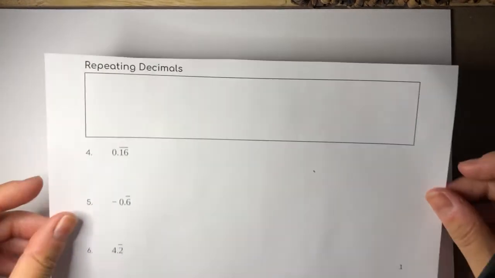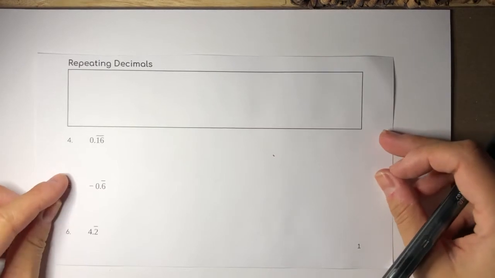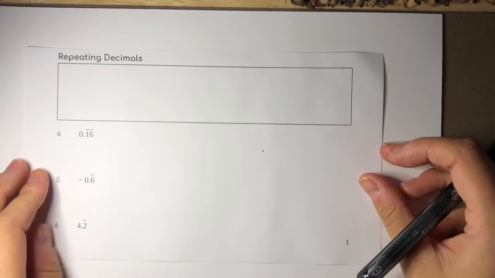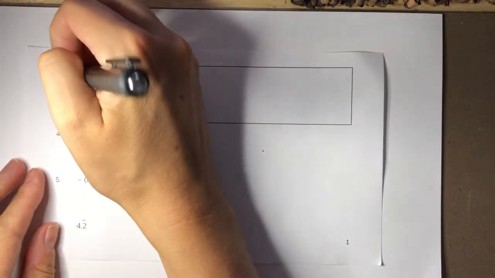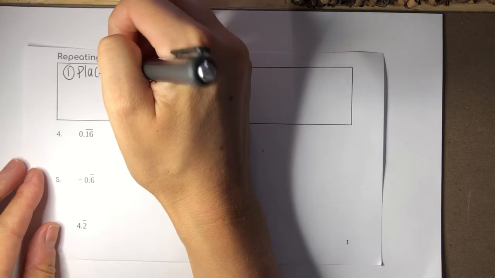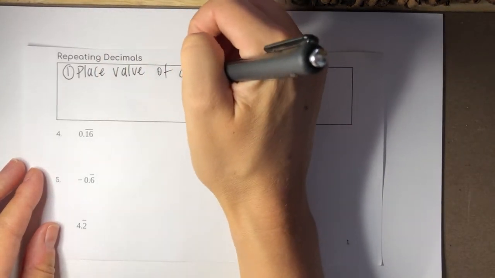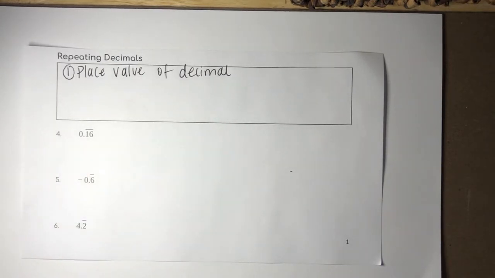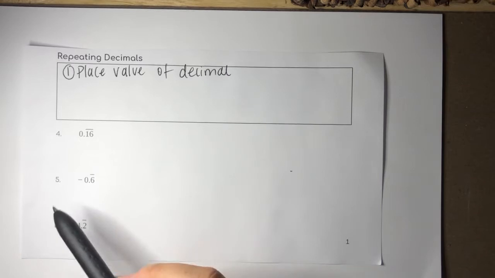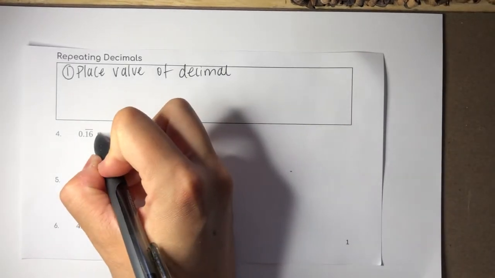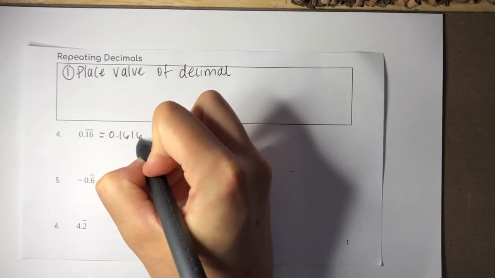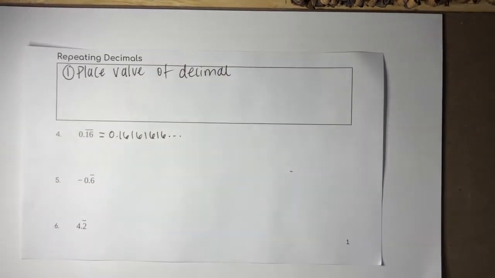But we can also take repeating decimals and turn them into their fraction or mixed number forms. And it's going to be fairly similar. We are first going to need to know the place value of the decimal. But our process will change just slightly after that. So our first repeating decimal is 0.16 repeating. So I know that that is the decimal 0.16161616 forever.